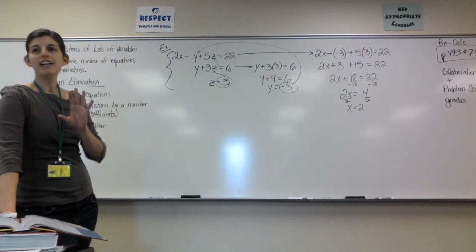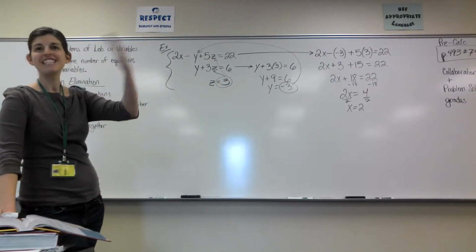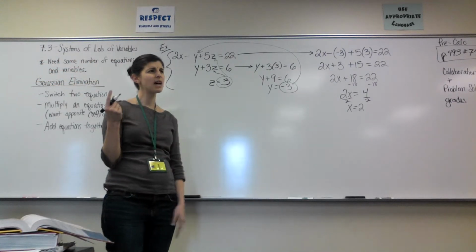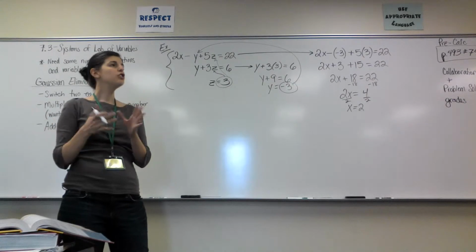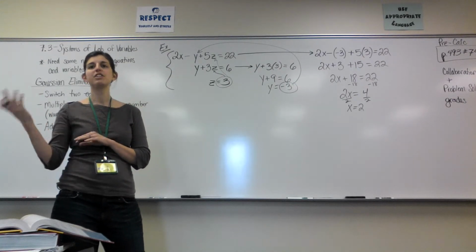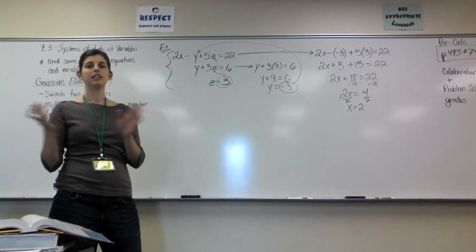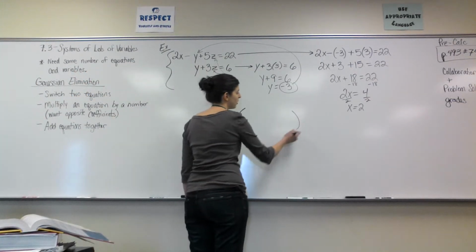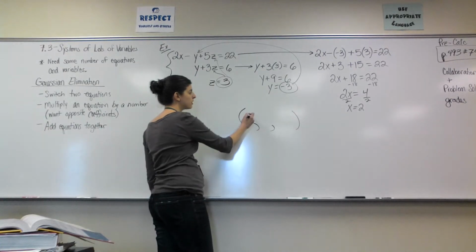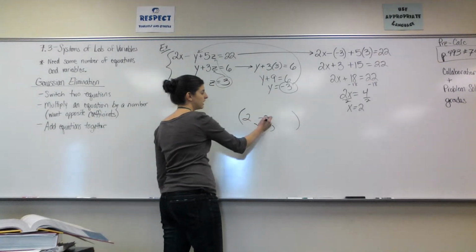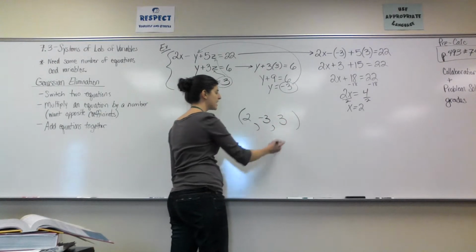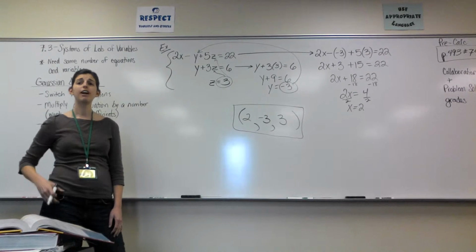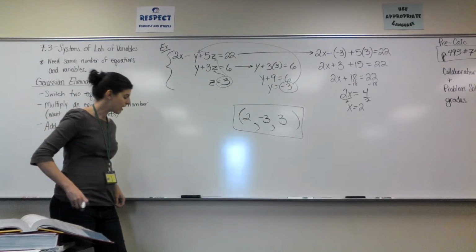You're going to still write it in an ordered triple this time, and you always put things in alphabetical order. There's one exception that I can think of. Usually, if time is involved, we put t first. All right, usually. So your solution will be the ordered triple: 2, negative 3, positive 3. You do not have to graph it. I can show you how to graph it, but you do not have to graph it.